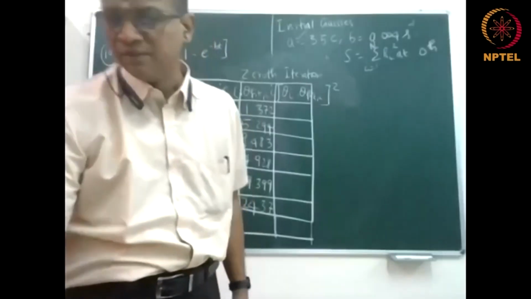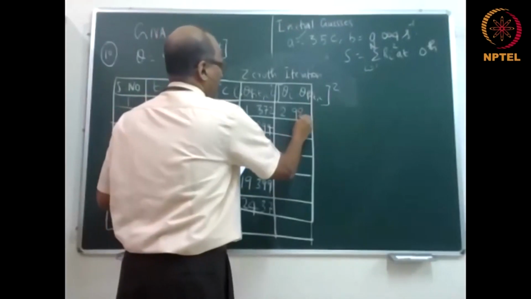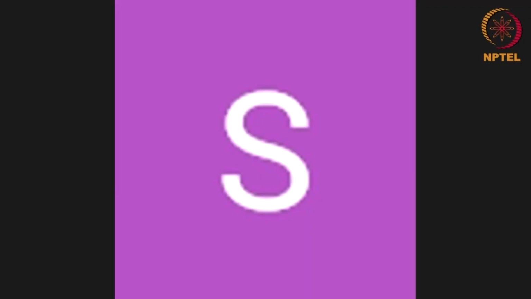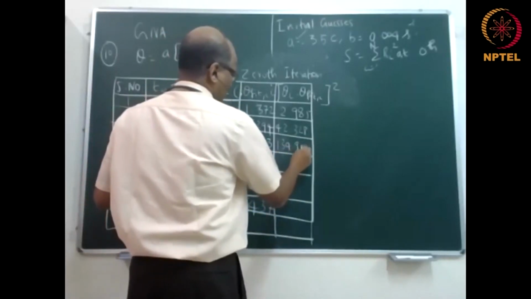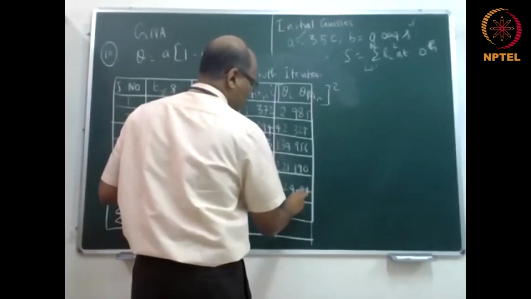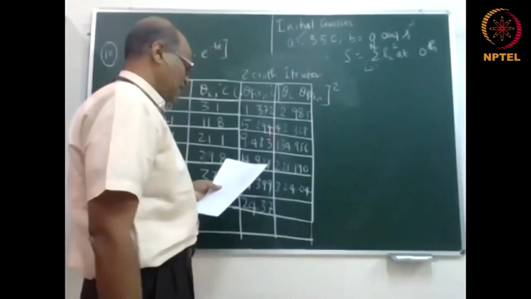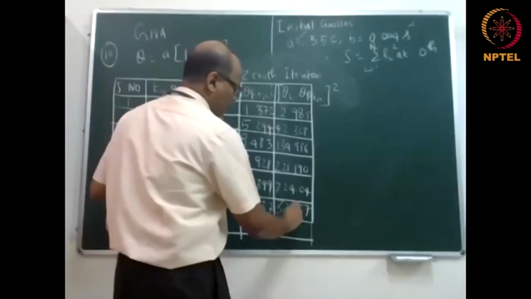Yeah, can somebody tell the values? 2.985. Very good. 42.328. 134.956. 221.189. 324.04. Very good. Who is that? Suhas. Very good. Suhas is very much interested in inverse. 324.04 and 328.52. Okay. Now sum it up.